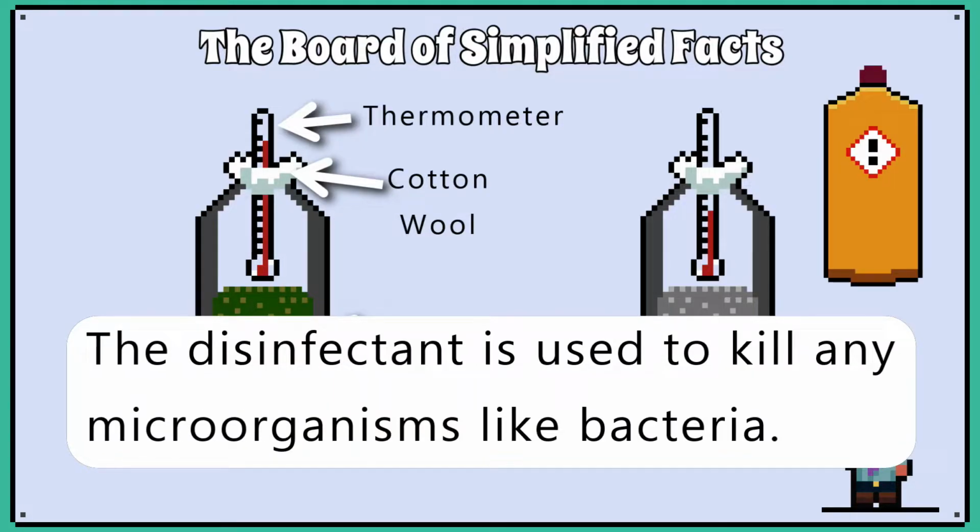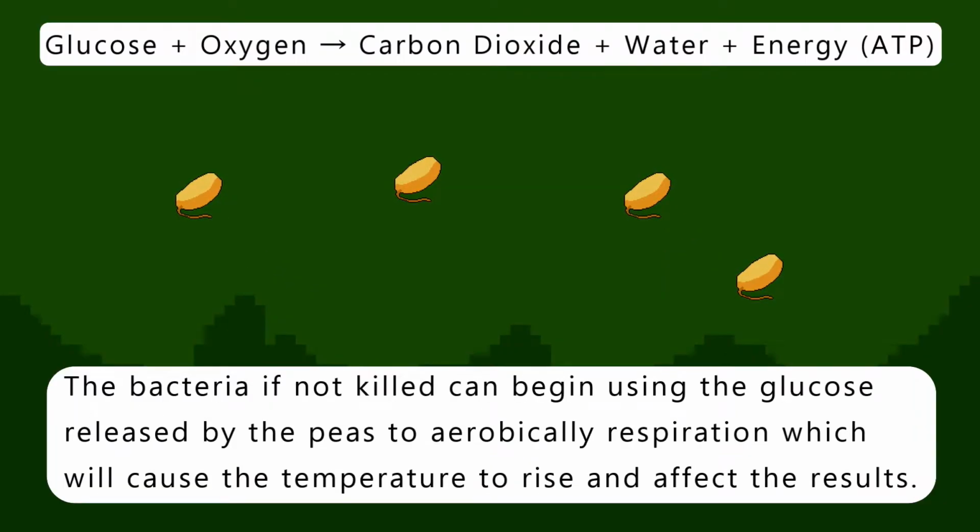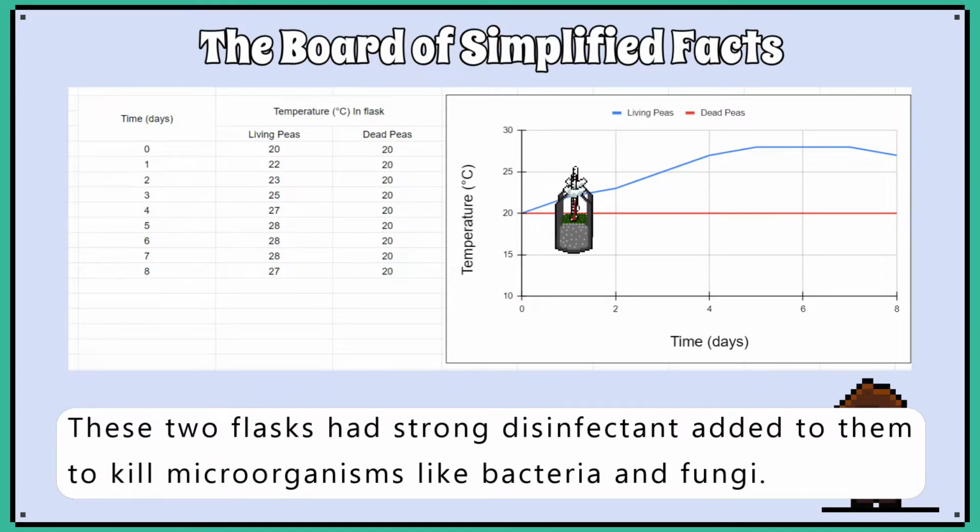The disinfectant is used to kill any microorganisms like bacteria. The bacteria, if not killed, can begin using the glucose released by the peas to aerobically respire themselves, causing the temperature to rise and affect the results. This experiment's results show a temperature rise over time as the peas aerobically respire. Eventually, the temperature rise stops because they run out of glucose. The boiled peas should not cause a temperature change.